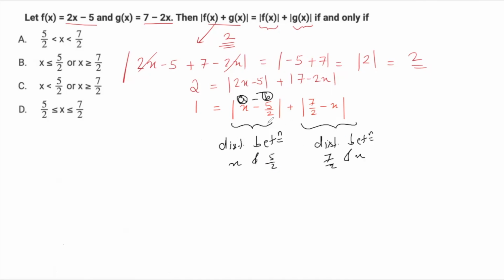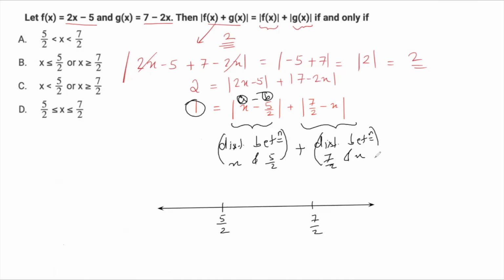The question says the distance between x and 5/2 plus the distance between 7/2 and x on the number line should be equal to 1. So the next step is we draw our real number line and take these two points, 5/2 and 7/2. The distance between x and 5/2 plus the distance between 7/2 and x must add up to give you 1.